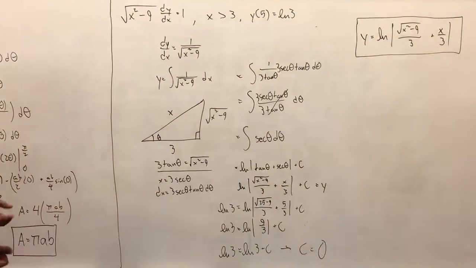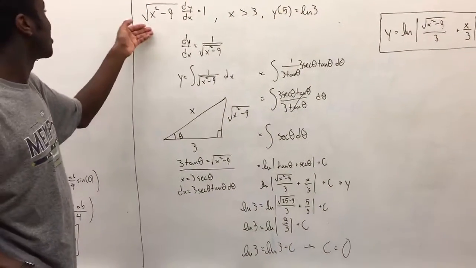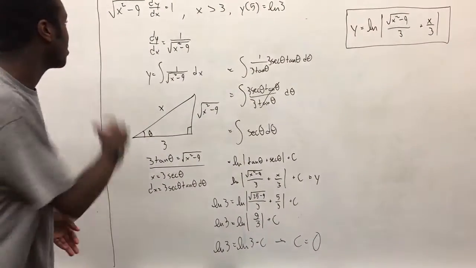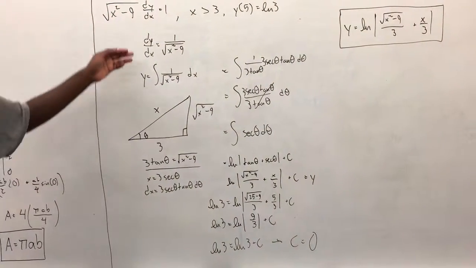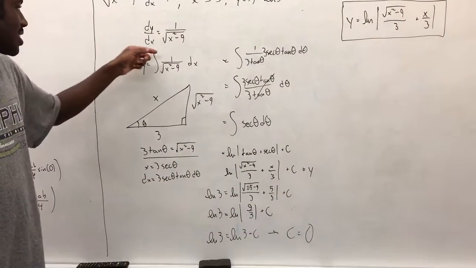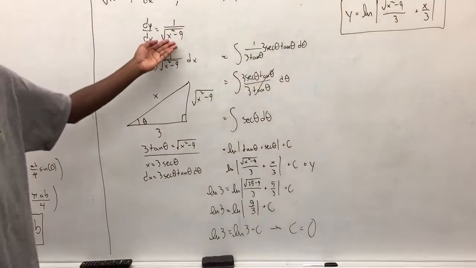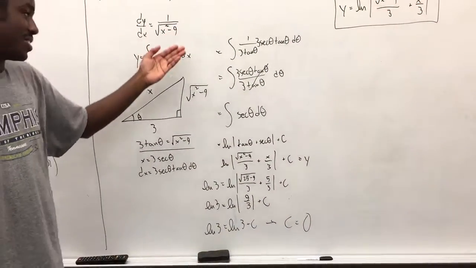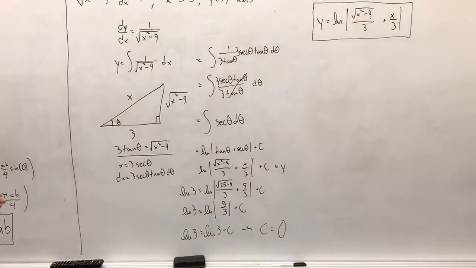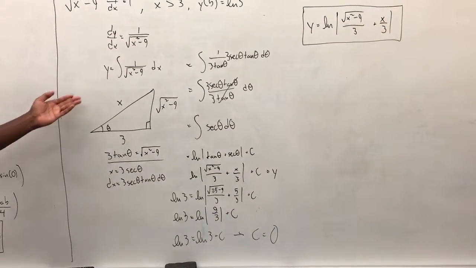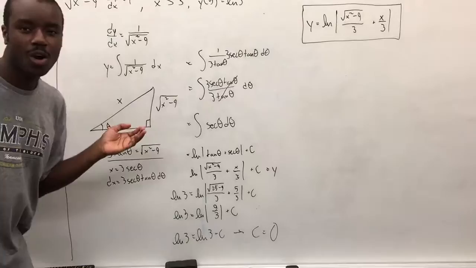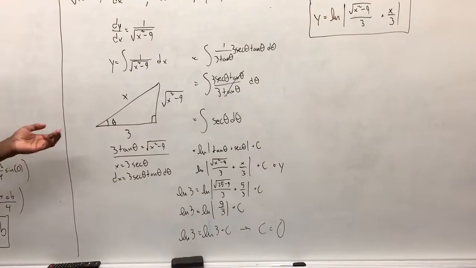So to solve this, we just need to divide the square root of x squared minus 9 over both sides here. So we get dy over dx is equal to 1 over the square root of x squared minus 9. And this is why I explained we can't have x equal 3. So to find y, we just take the integral of this. So we have y equals the integral of 1 over the square root of x squared minus 9 dx.